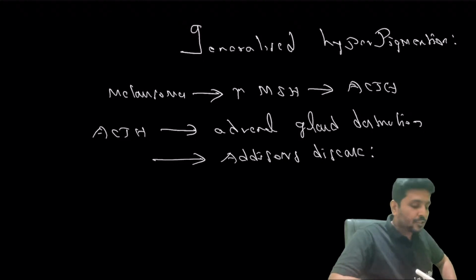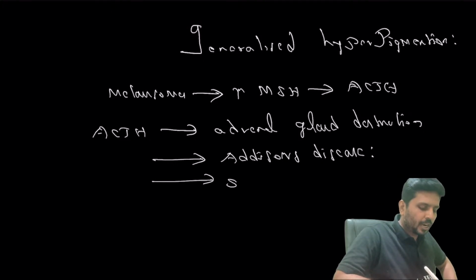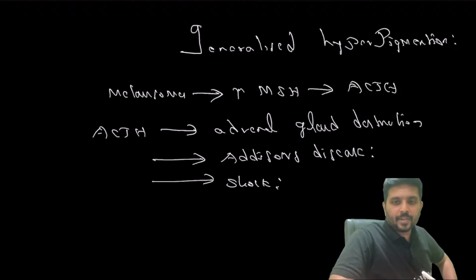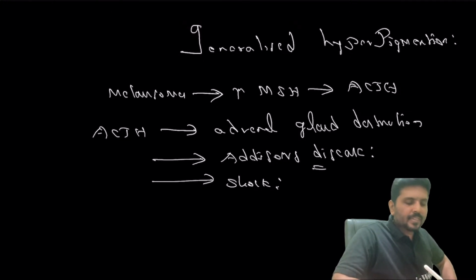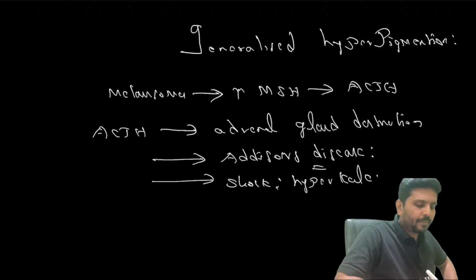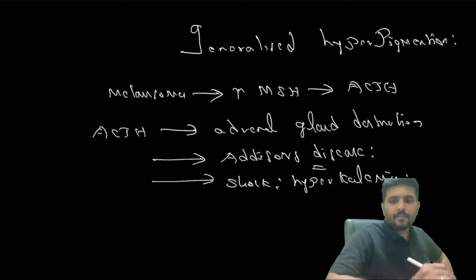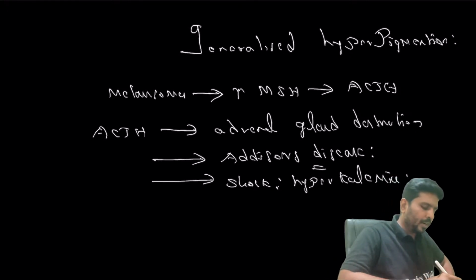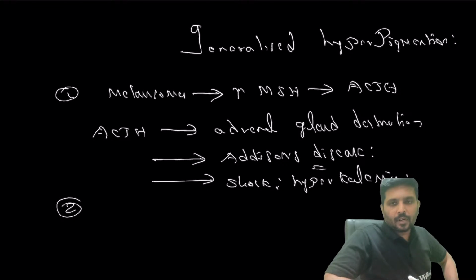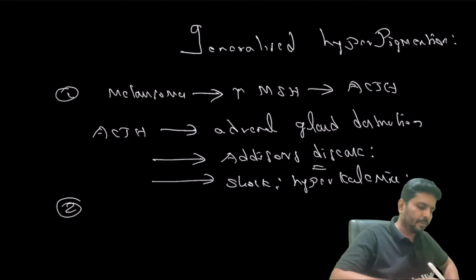Remember, when any child is brought with shock, and when you see this generalized hyperpigmentation, it is Addison's disease unless otherwise proved, and they are prone to die because of hyperkalemia. One cause of generalized hyperpigmentation. What other causes can produce generalized hyperpigmentation apart from this?